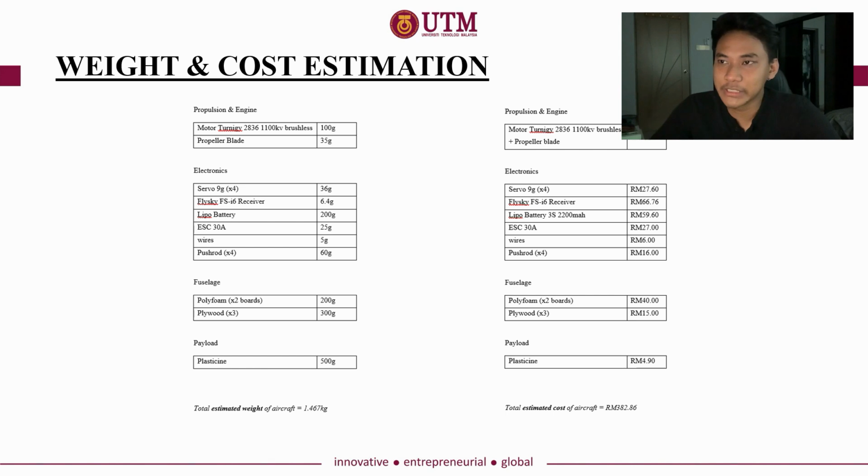And for our cost estimation, as you can see, there are some parts which are quite pricey and quite expensive, but we still need to buy them. For example, our motor energy, which costs around 120 ringgit, our FlySky receiver, which is around 66 ringgit, and our battery, which is around 59 ringgit. The total estimated cost of our aircraft is around 382 ringgit and 86 cents. So that's the rough estimated cost in designing our RC plane.